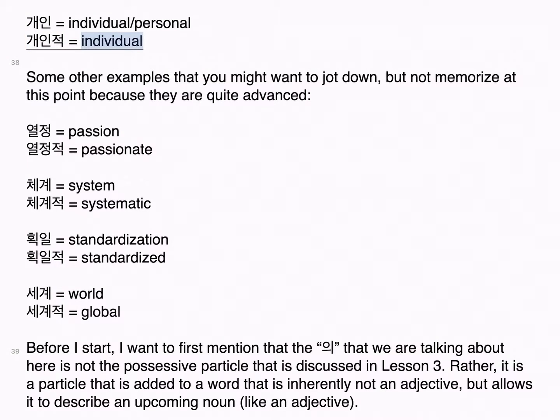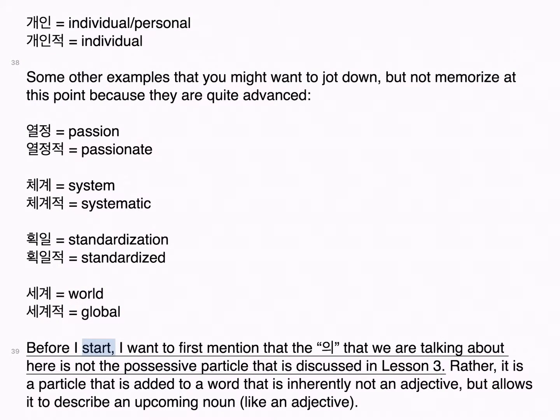Some other examples that you might want to jot down, but not memorize at this point because they are quite advanced: 열정, passion, 열정적, passionate; 체계, system, 체계적, systematic; 획일, standardization, 획일적, standardized; 세계, world, 세계적, global.